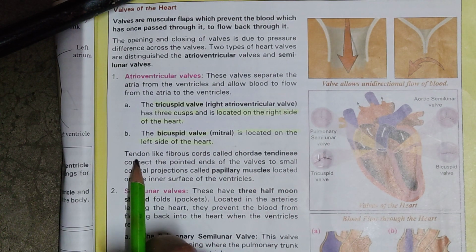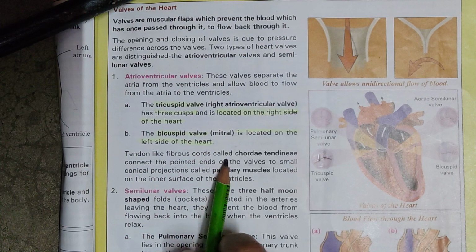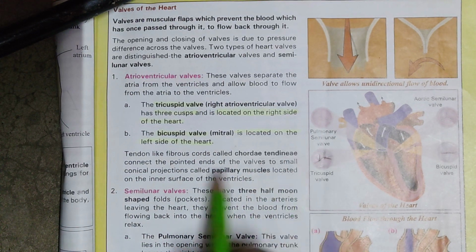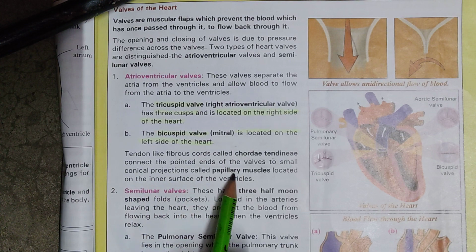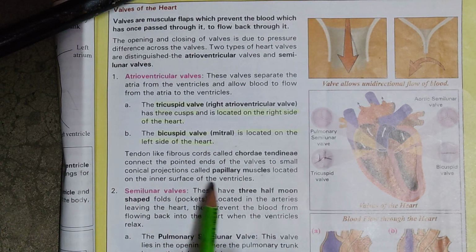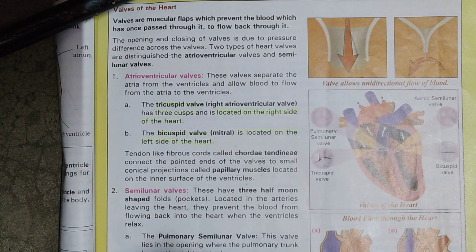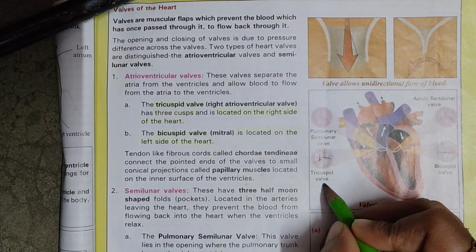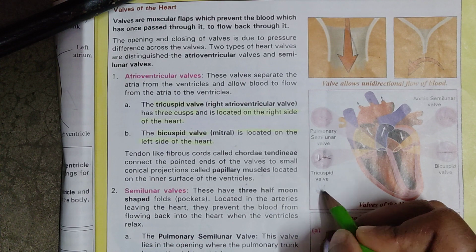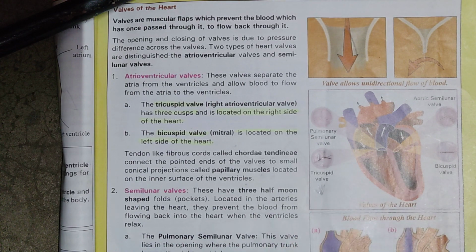Now next we are moving on. Tendon-like fibrous cords called chordae tendineae connect the pointed ends of the valves to the small conical projections called the papillary muscles located on the inner surface of the ventricles. We have gone through the papillary muscles also, which were shaped like shells, extending their rays.